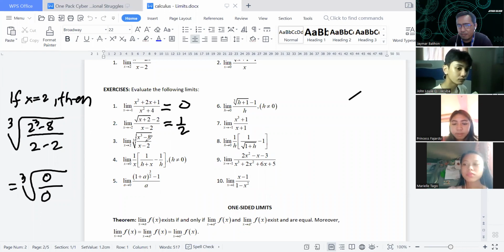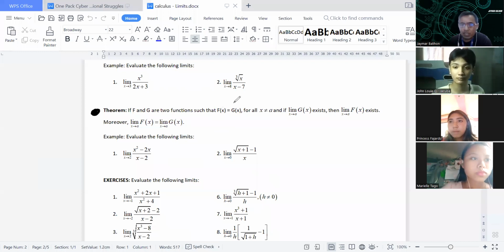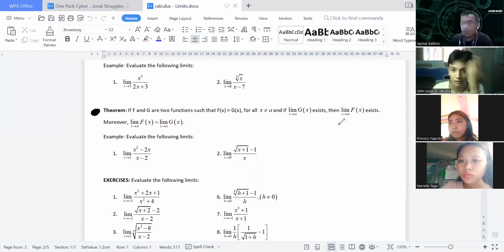But you are given another theorem that you can use so that you can solve number 3. And that theorem will be this one. If capital F and capital G are two functions such that capital F of x is equal to capital G of x for all x not equal to a, and if the limit of g of x exists as x approaches a, then the limit of f of x as x approaches a exists also. Moreover, their limits are the same. What does it mean?